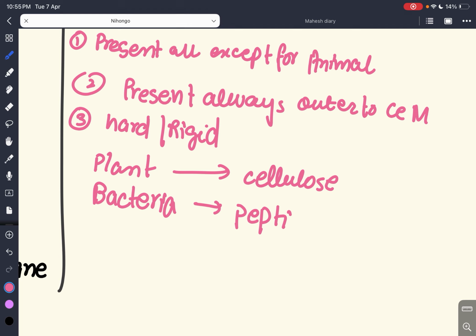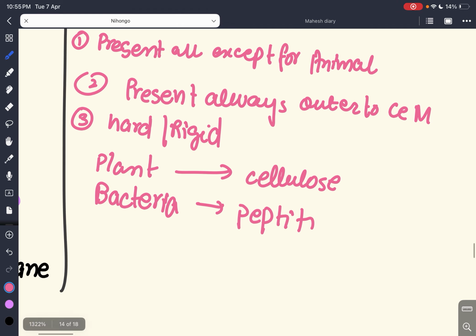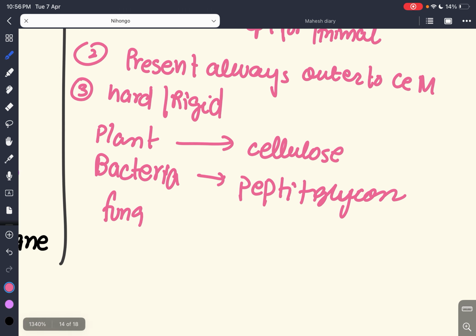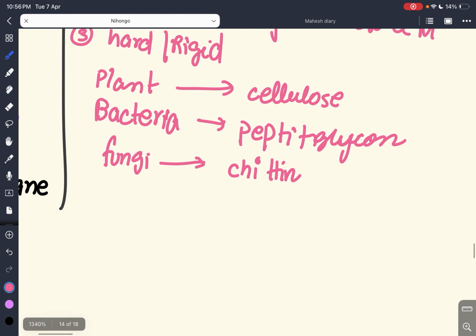You should remember these things. It is made up of peptidoglycan. And when we talk about fungi, it is made up of chitin. इसको chitin भी बोलते हैं. It is up to you how you want to say it. And it is completely permeable, which means it allows all of the substances to pass through.